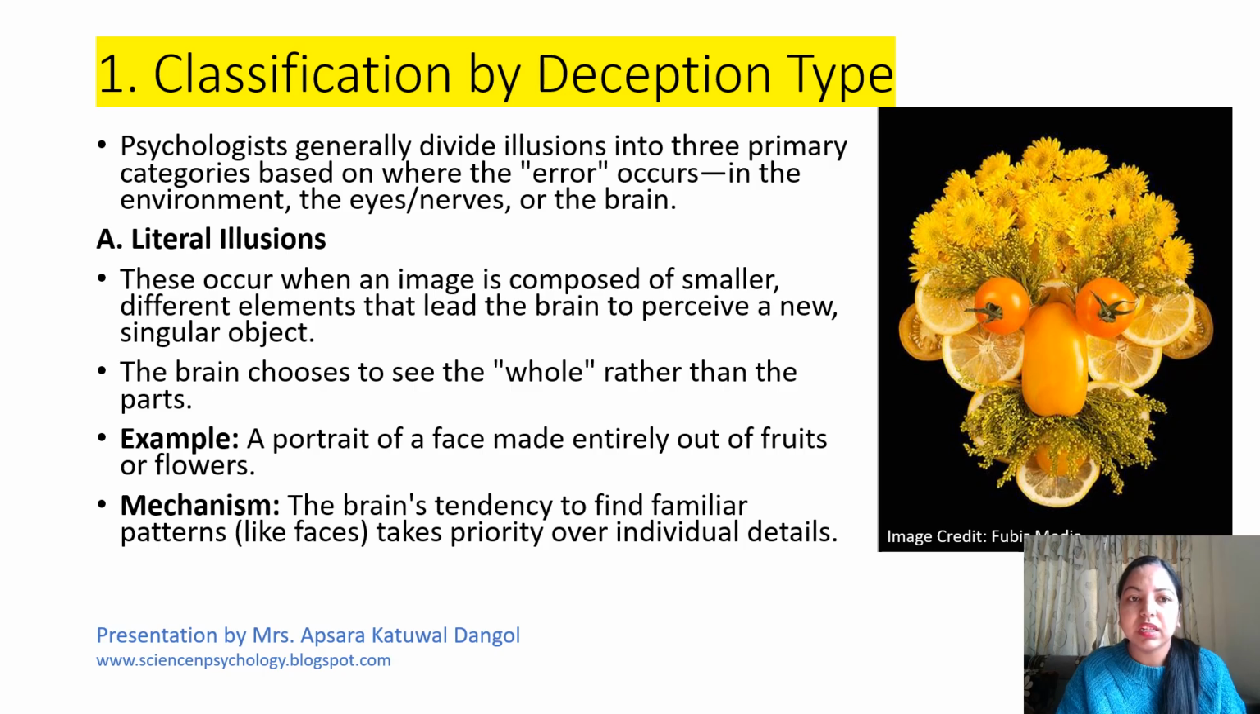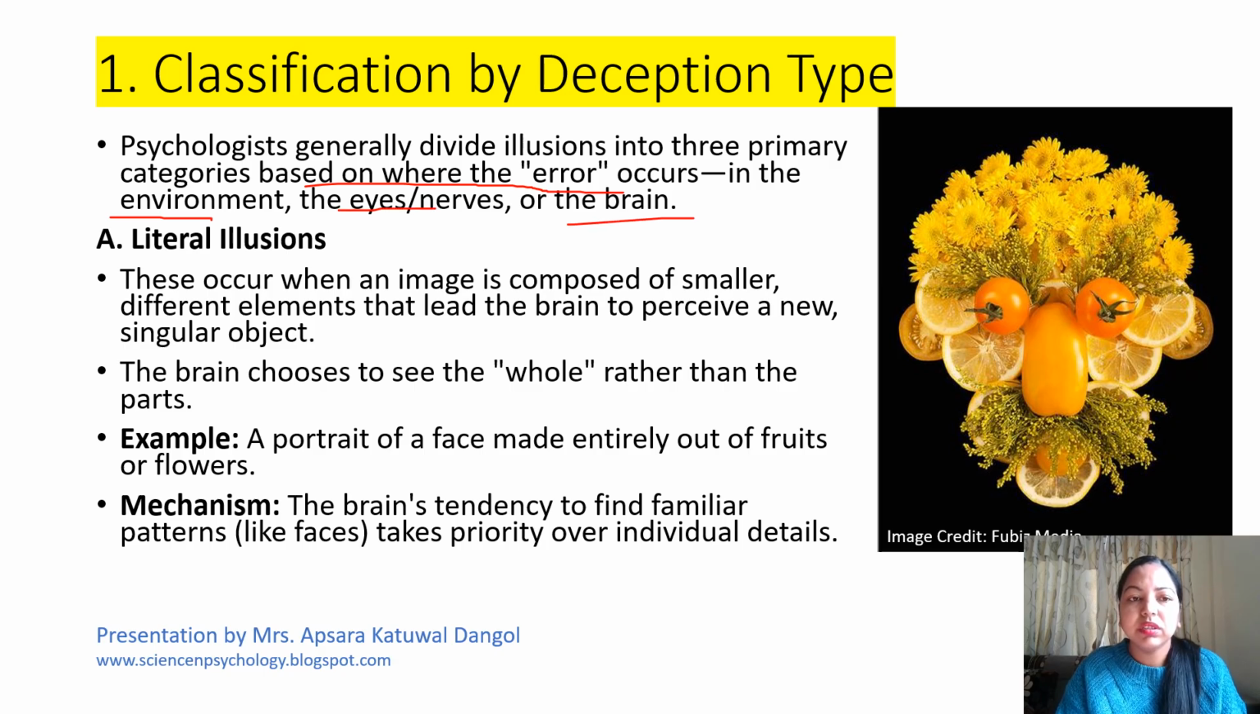Classification by deception type. Psychologists generally divide illusions into three primary categories based on where the error occurs, whether it occurs in our environment or it occurs because of the eyes or nerves or the brain.